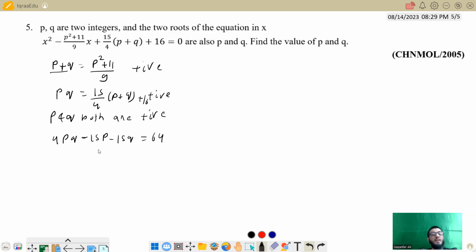Now, Diophantine equation. You have to factorize it. So if P is common, 4Q minus 15. 4Q minus 15. Then what to do here then?